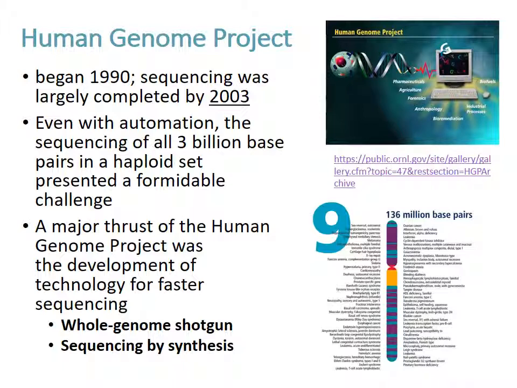I have a hard time convincing myself it was that long ago, but I pulled up some of the data from the Human Genome Project and the computers that were so high tech at the time. If you look at the picture now, they are definitely not the most high tech thing. So even with automation, it took a very long time to sequence all 3 billion base pairs in a haploid set of the human genome. So the Human Genome Project really gave us a drive to develop faster technology for DNA sequencing. A couple of examples of this are whole genome shotgun approach and sequencing by synthesis.